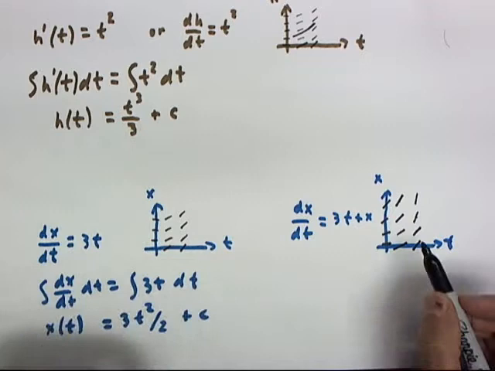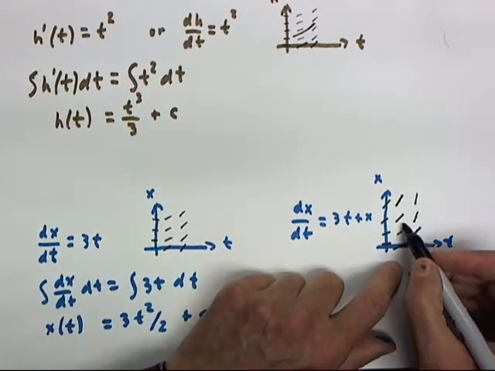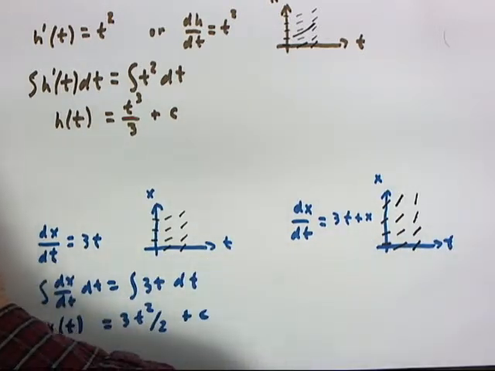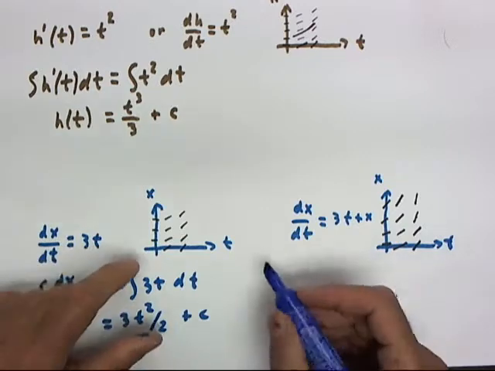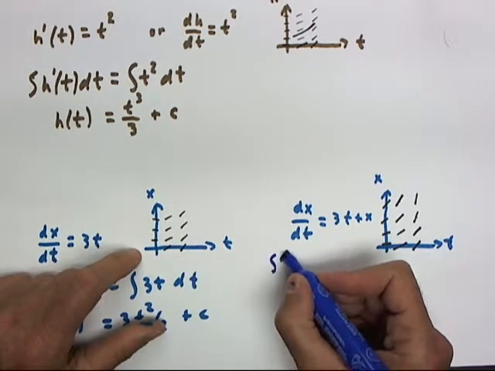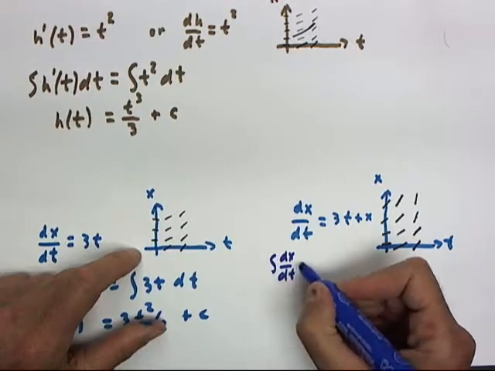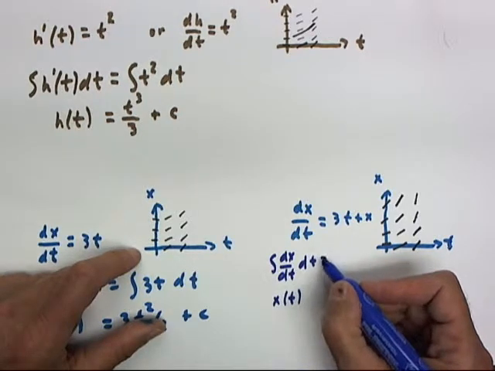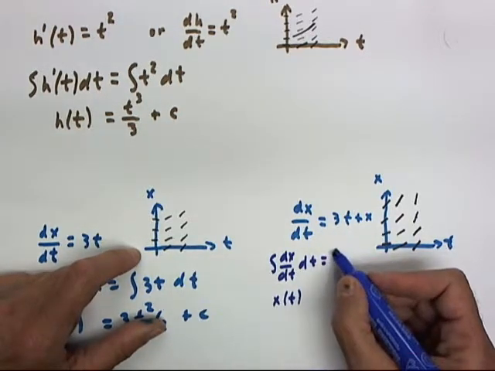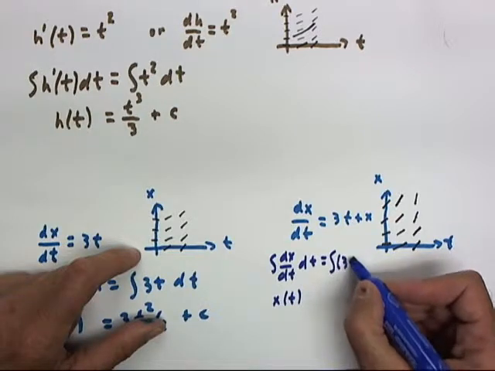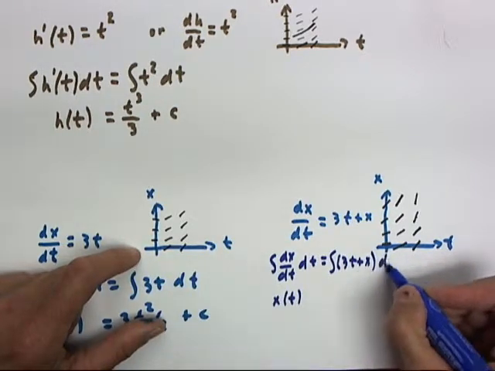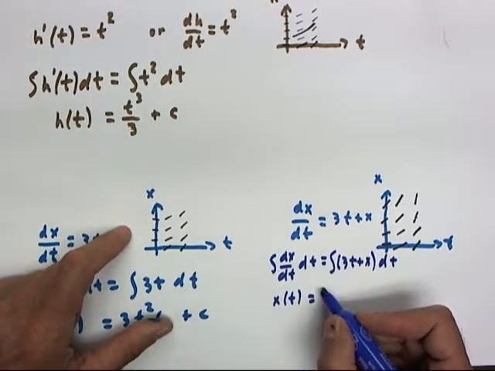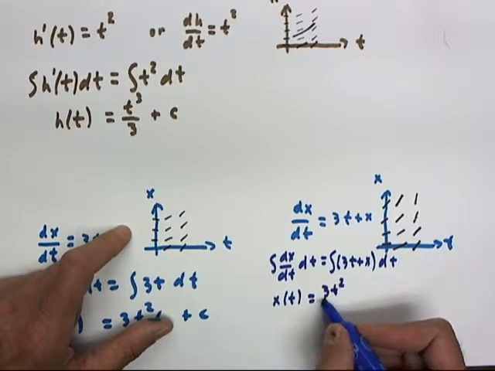And our direction field might look something like this, where the slopes are increasing as we go up and increasing as we go across. Now, if we try to integrate both sides of this equation, we run into trouble. Of course, we can integrate dx/dt with respect to t, and we're just going to get our x of t plus a constant. On the right hand side, we have to integrate also with respect to t, so we've got to integrate 3t plus x with respect to t. Now, we can integrate 3t with respect to t. That's no problem at all. We get 3t squared over 2.